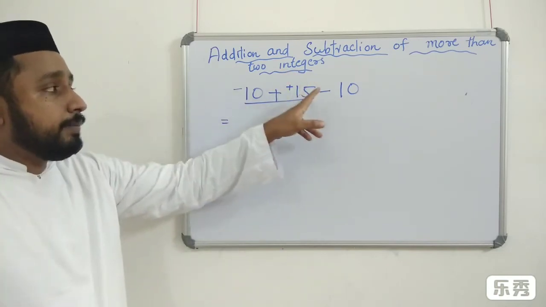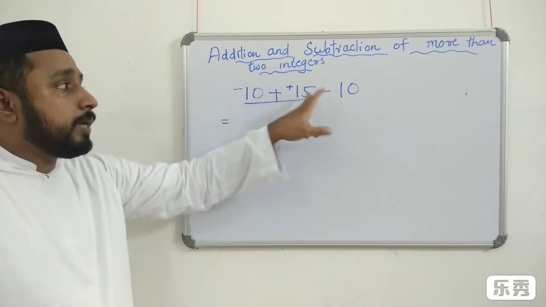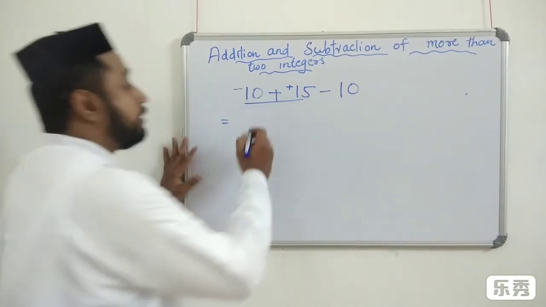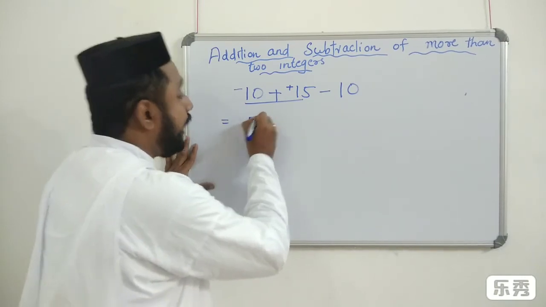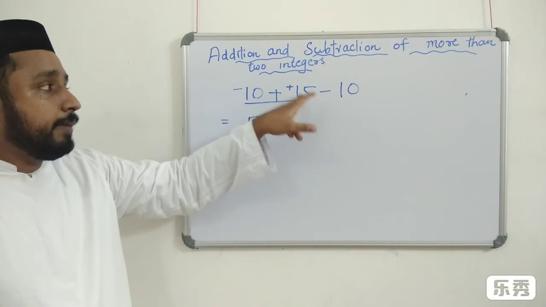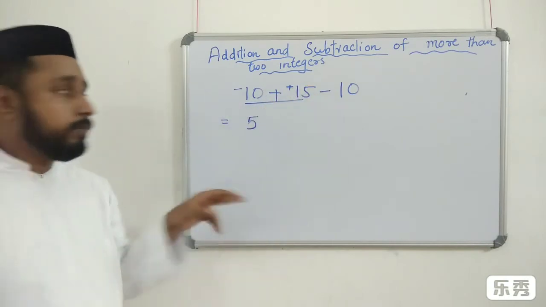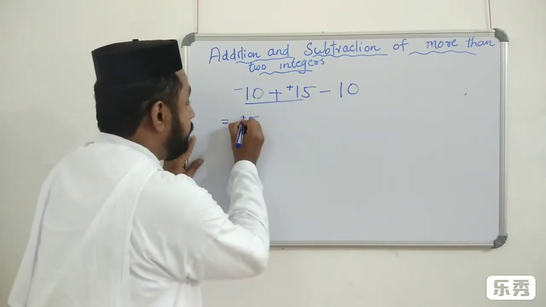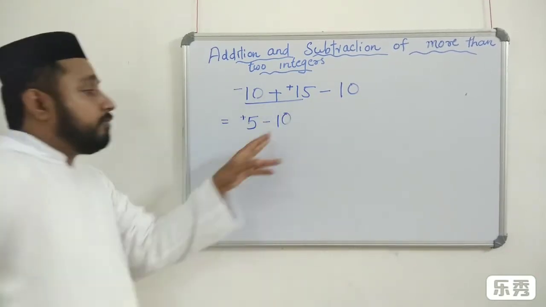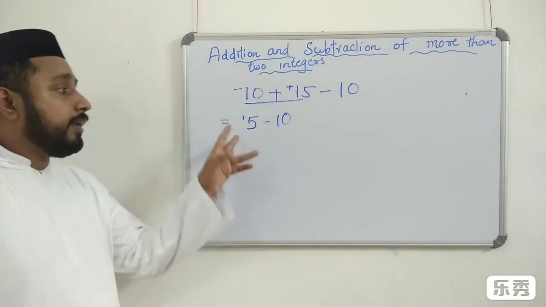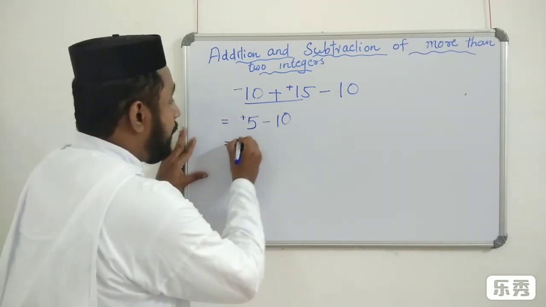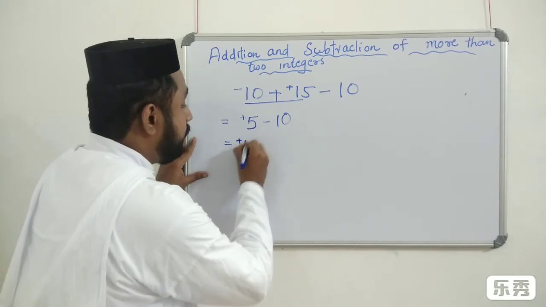So 15 is the bigger number and 10 is the smaller number. So subtract 10 from 15. So 15 minus 10 is equal to 5, and give the sign of the big number. Here 15 is the big number. The sign of 15 is positive. So the answer is plus 5. Then we wrote minus 10. Now we find plus 5 minus 10.